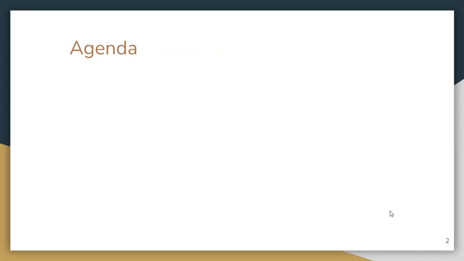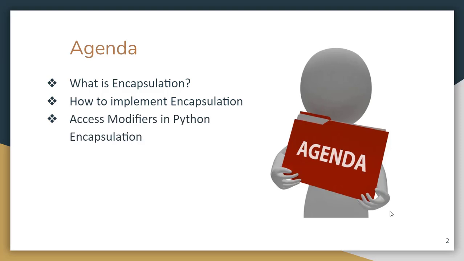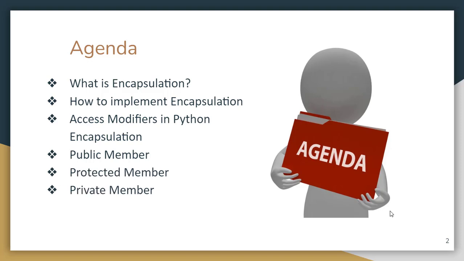Today's agenda, that is what you are going to learn. First, you are going to learn what is encapsulation, how to implement encapsulation, and access modifiers in Python: public member, protected member, private member. So this starts with what is encapsulation.